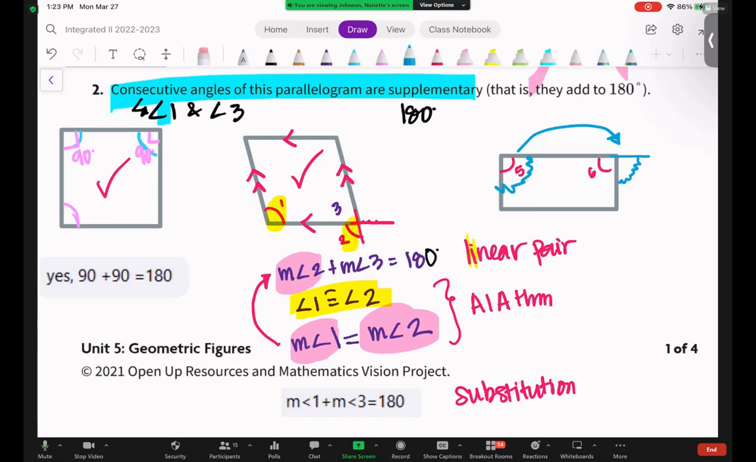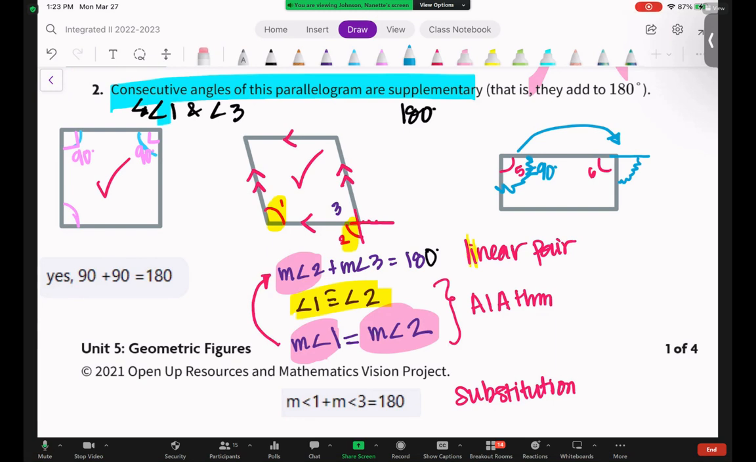Wait, how do you know? How many degrees is the measure of angle 5? Very good. How did you know that? How did you know it was 90? How did your classmate know that that was 90 degrees?